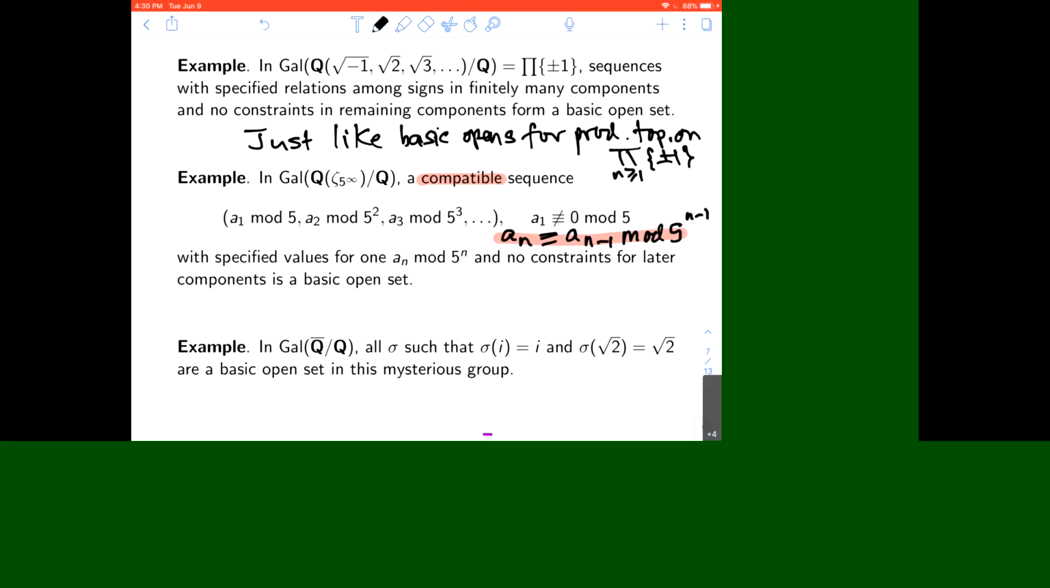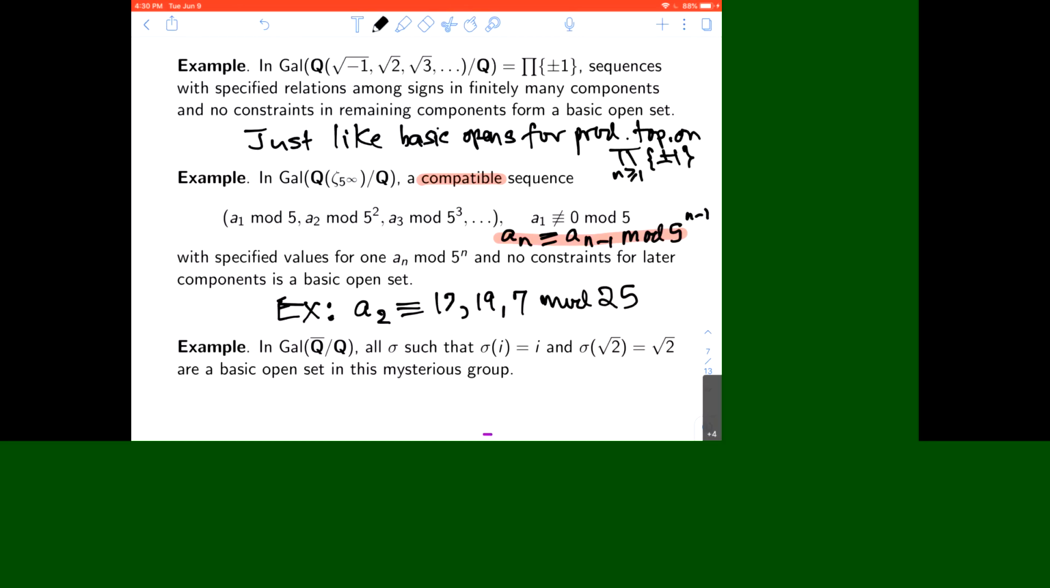So for example, maybe I could say A2 has to be congruent to 15, 19, and 7 mod 25, something like that. Okay, so I'm just saying that now that forces constraints on any elements in the Galois group for which A2 is, oh, 15, that's a terrible idea. Oh my gosh, horrible. 15 is divisible by 5. Let's say 12.